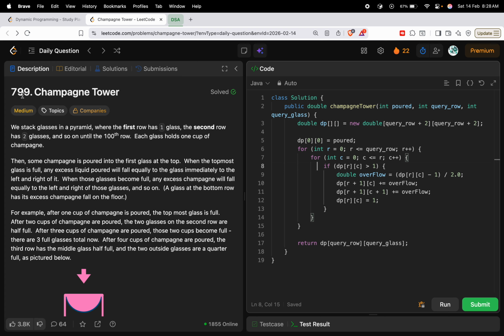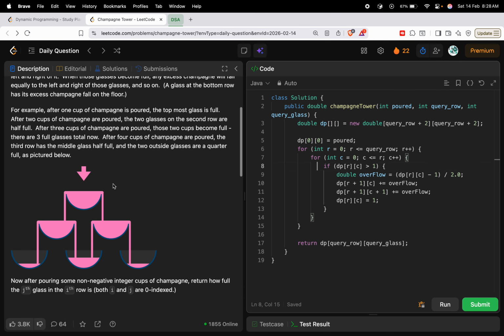Let's solve today's Leetcode problem 799, Champagne Tower. You have been given a champagne tower. Let's assume that each glass can hold 1 unit of champagne in it.